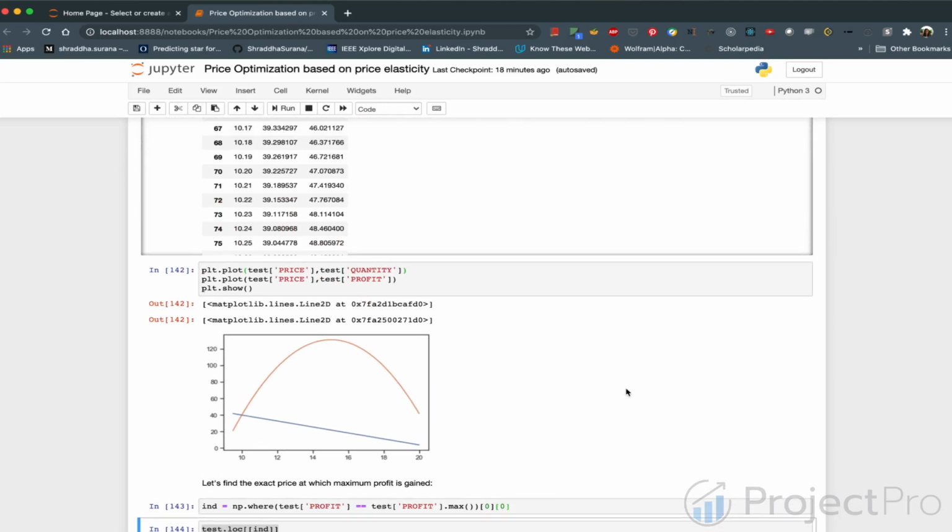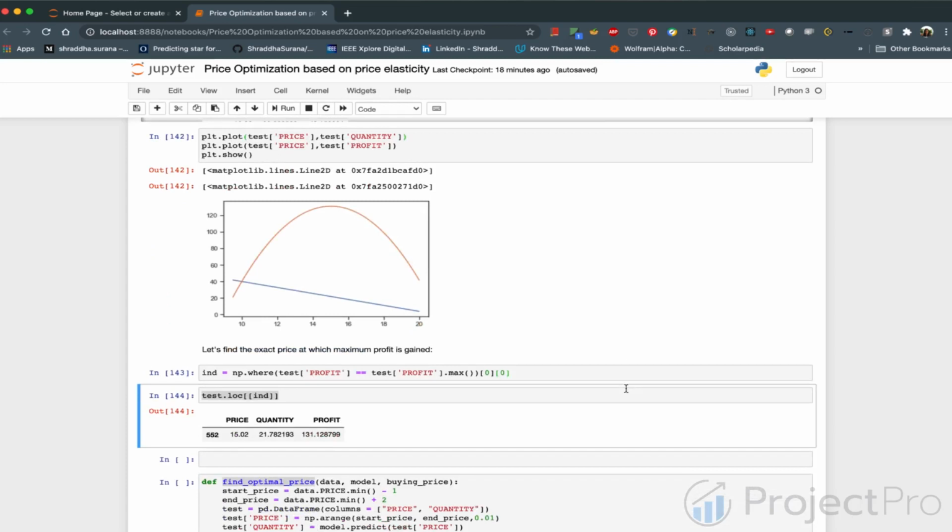So this is an example of how we can find the optimal price point to gain maximum profit using Coke as an example. In the next video, we'll write a generic function that will help.